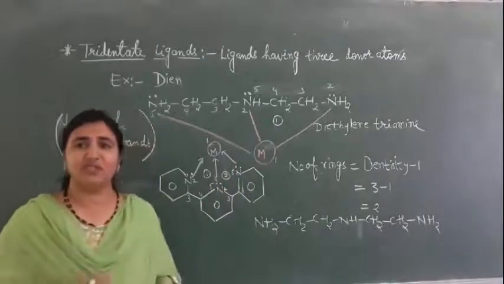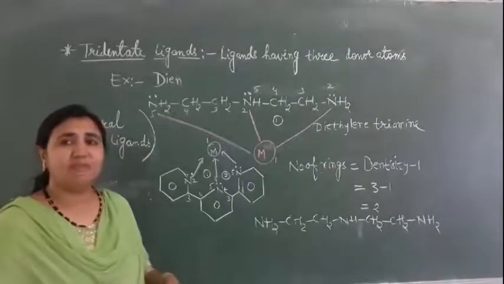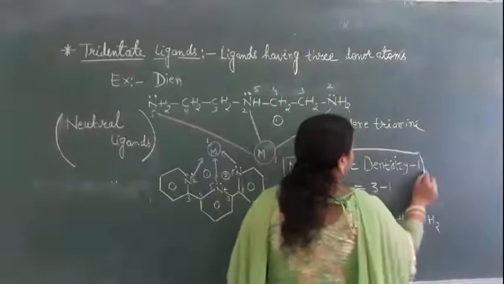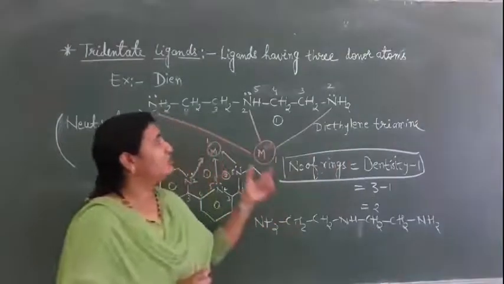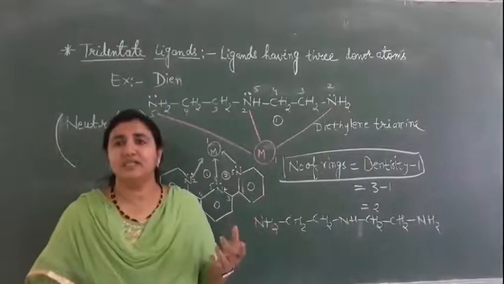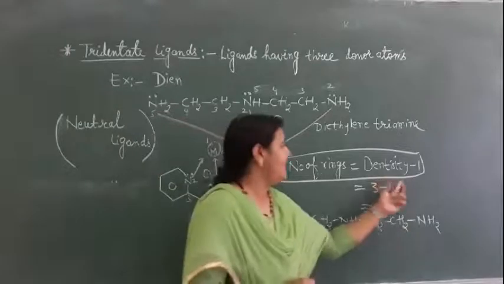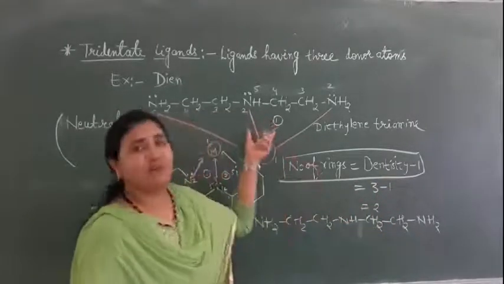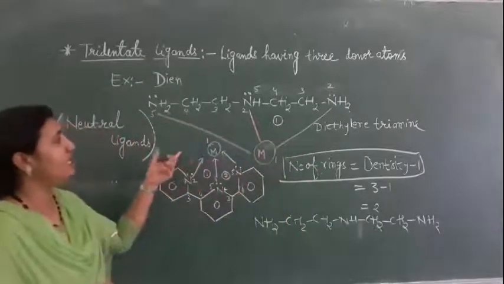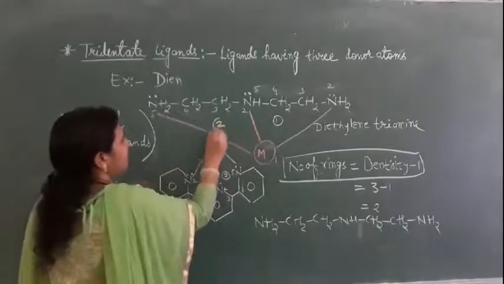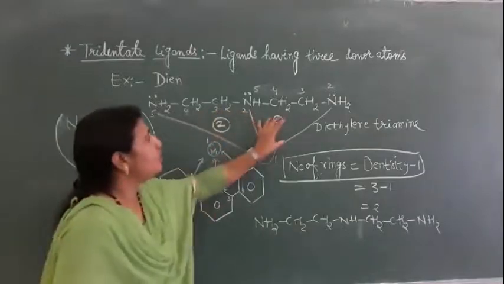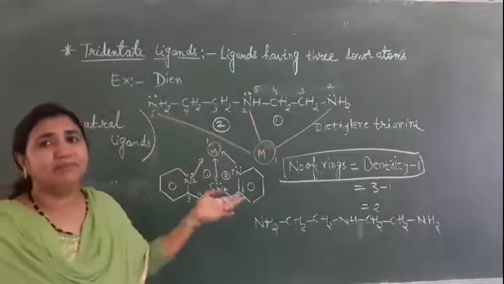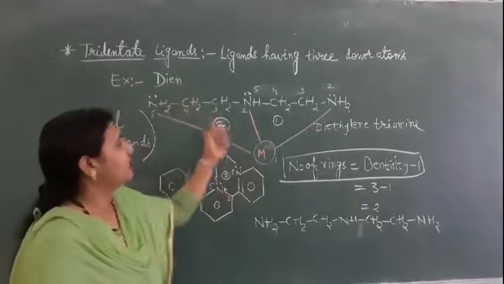How we can find out the number of rings formed by the ligand? The short formula is this one. Number of rings is equal to denticity minus 1. So this is tridentate ligand, means denticity is 3 here, and minus 1 you will get 2. So 2 rings will form here. This is one ring and this is one ring. So 5-membered 2 rings will form by this diethylene triamine, diene it is.